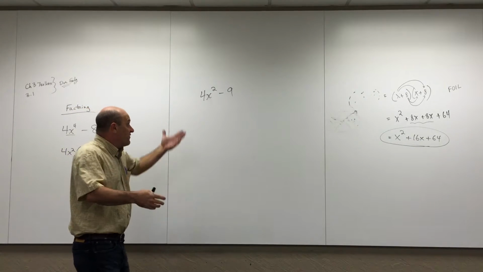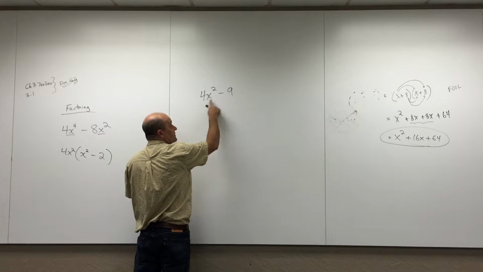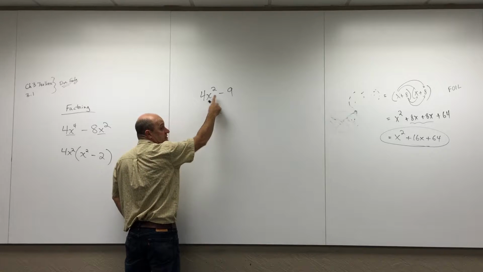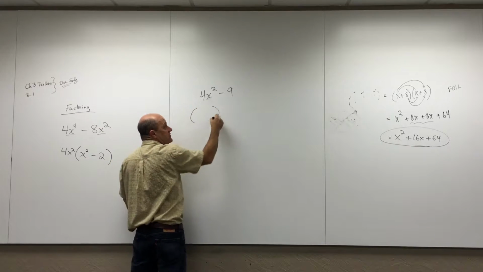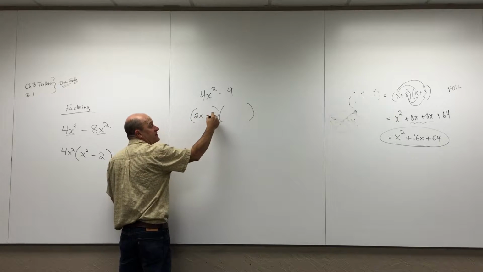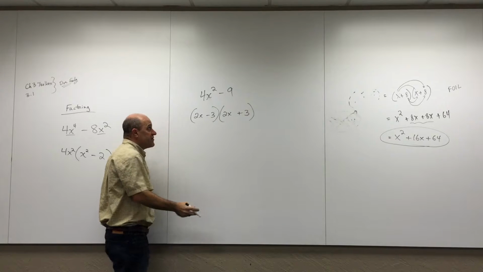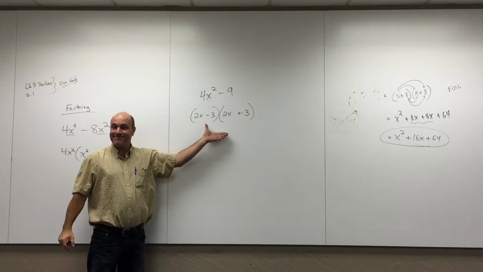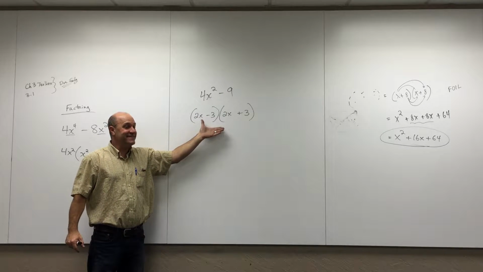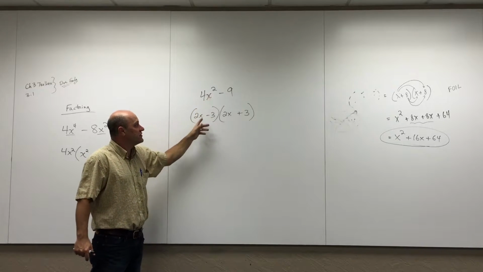So this is a special factoring thing. You probably heard of it. It's called the difference of two perfect squares. And if it's the difference of two perfect squares, it factors into these two binomials. One of them is 2x minus 3, and the other one is 2x plus 3. Did you know that? Maybe you didn't. You should. This is kind of special factoring called the difference of two squares.